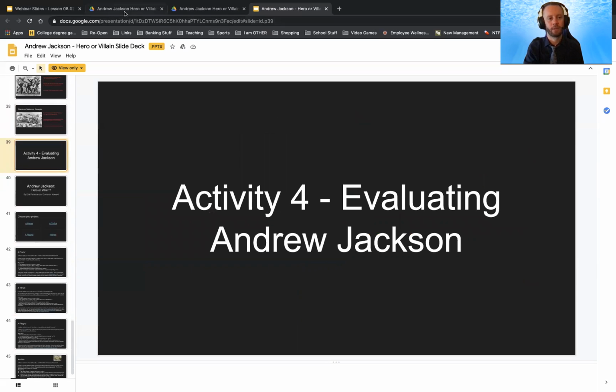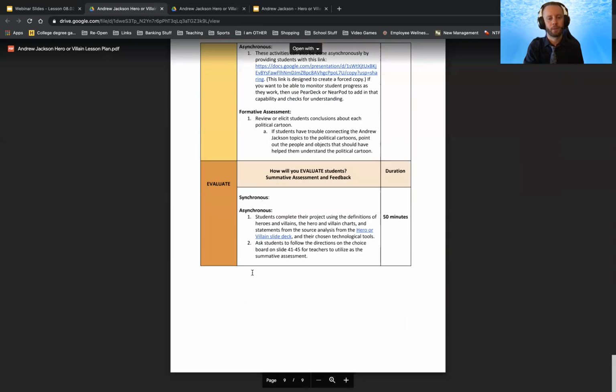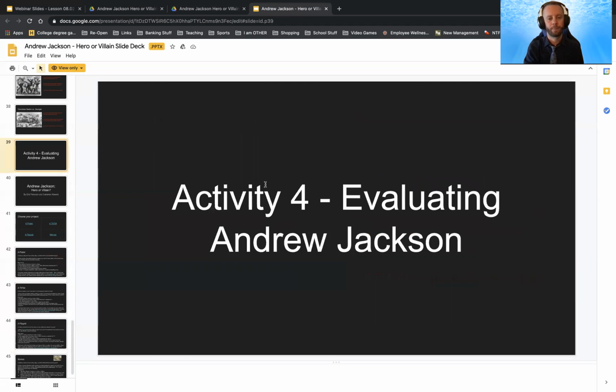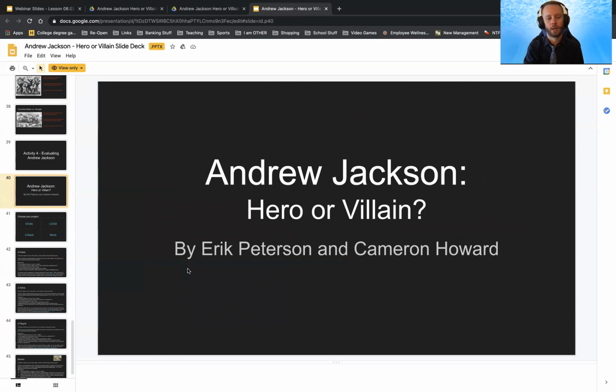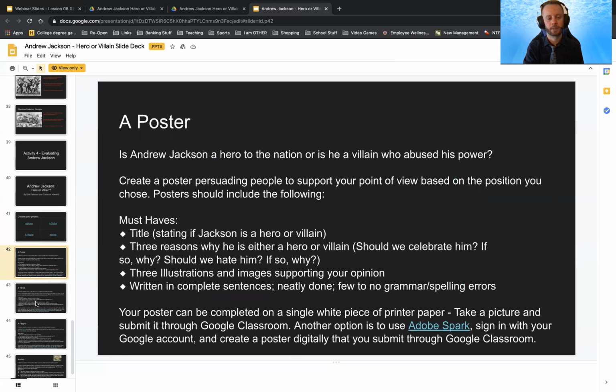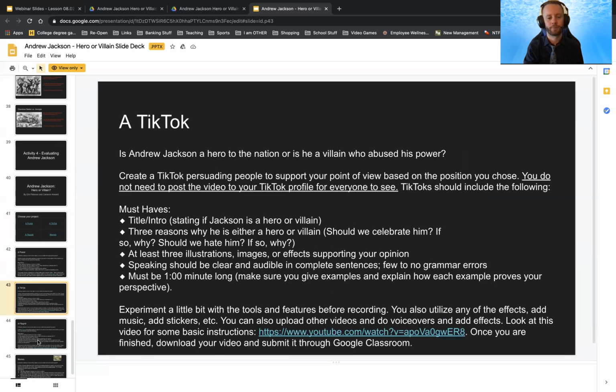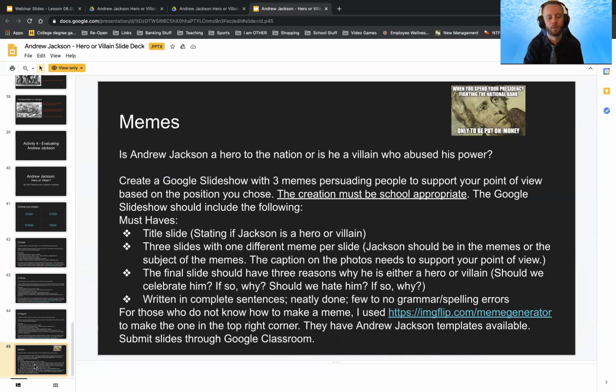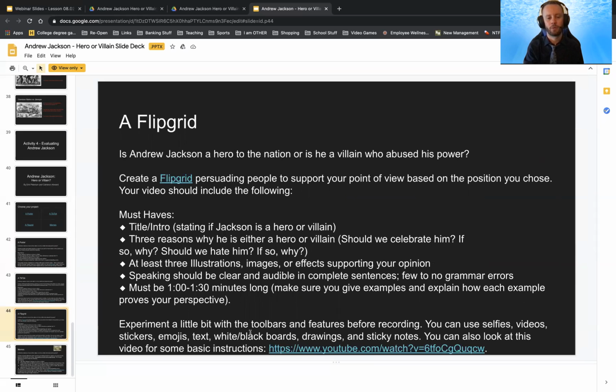And finally, you have the assessment or evaluation, which is a choice board. And my student teacher, Cameron Howard, helped me develop this. And this choice board allows them to choose to demonstrate their learning in either a poster, a TikTok, a Flipgrid, or in memes. And it has the directions for each of those on here. They also have normally some kind of instructional video that helps students understand how to use these different platforms.